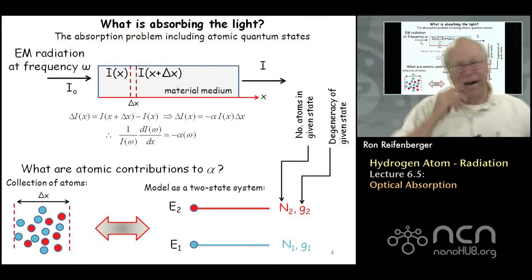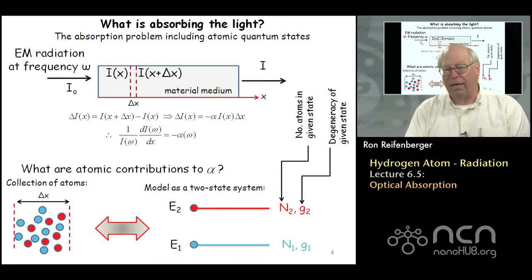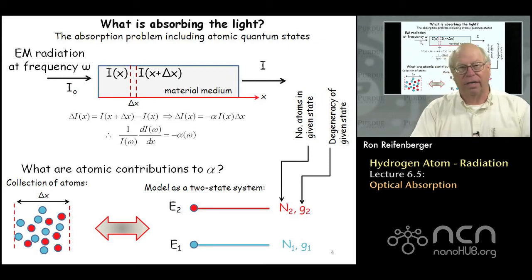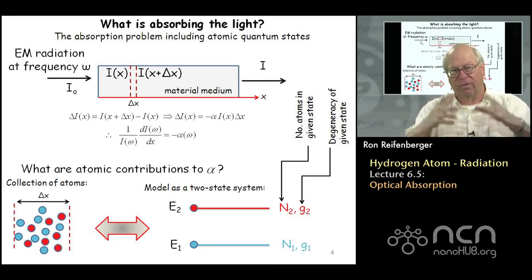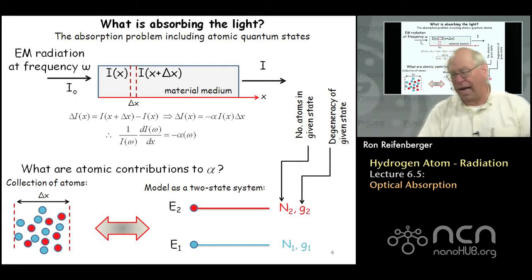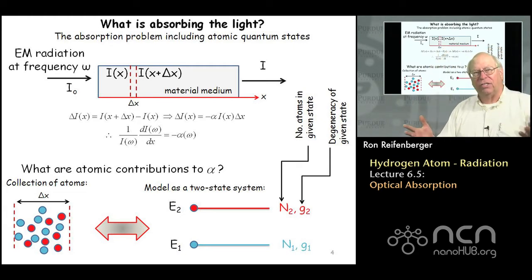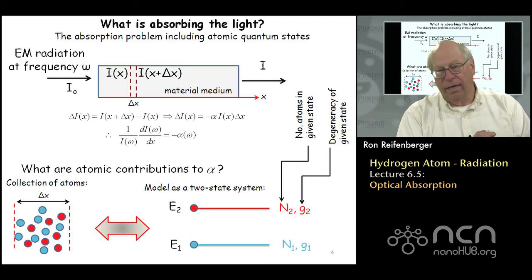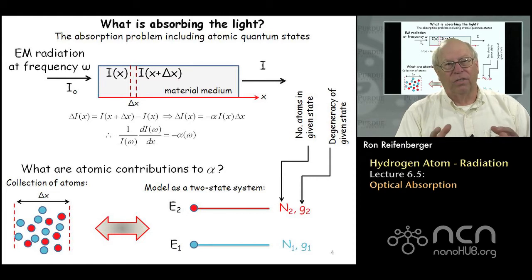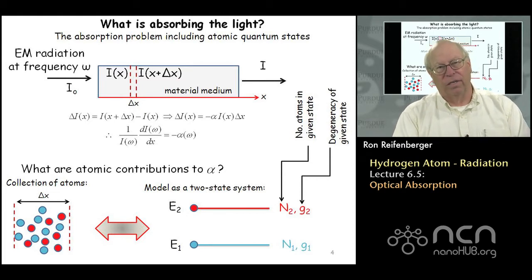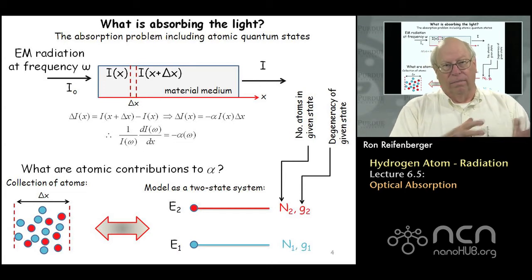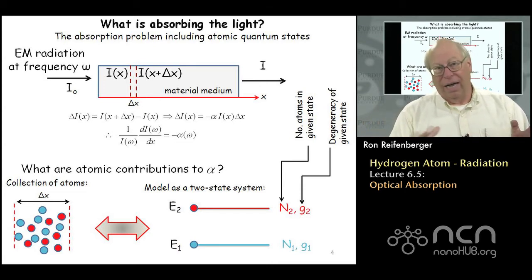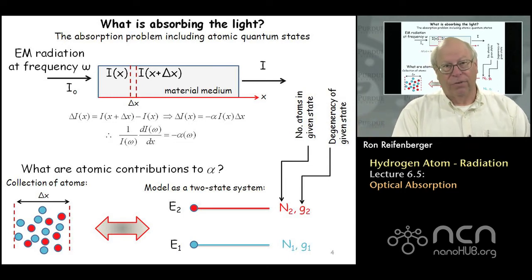Of course, we try to understand things at a little bit deeper level than just the results that are plotted in that previous slide. And so I ask the question, what's absorbing the light? When the light goes through the material, what's absorbing the light? And the answer, of course, is it's the atoms inside the material that can take the light. The light can be viewed as a distribution of photons passing through the material.